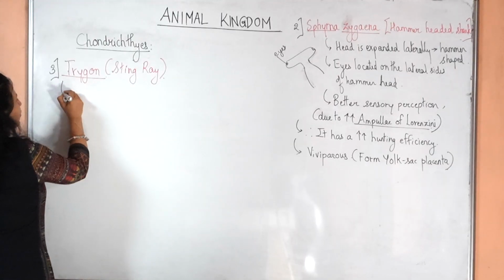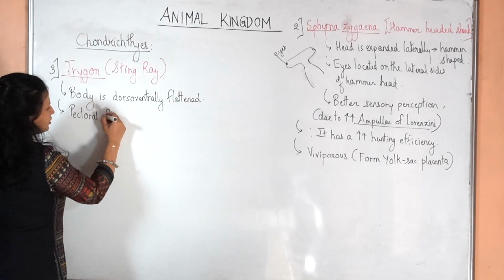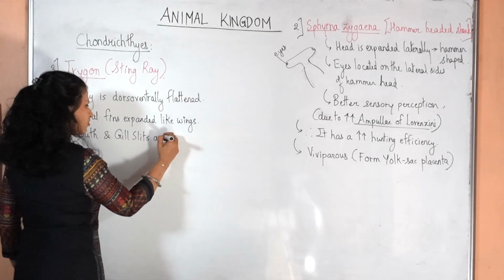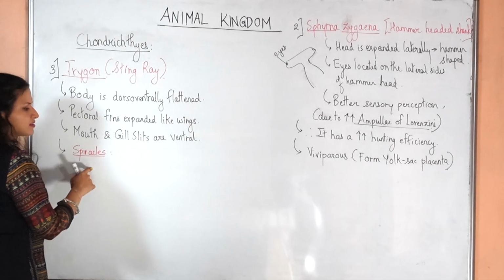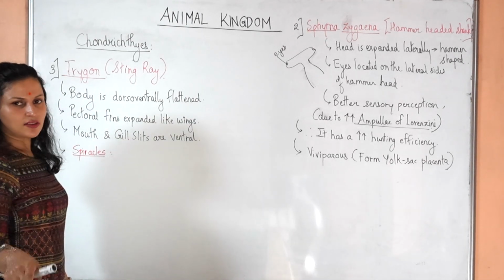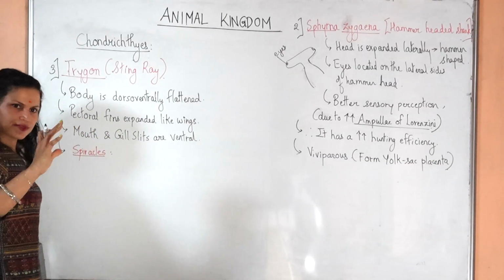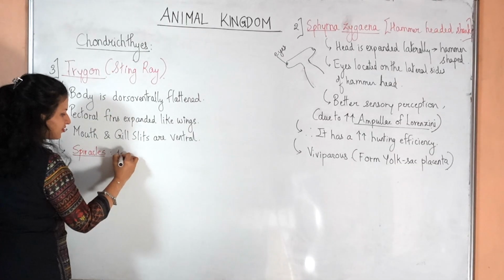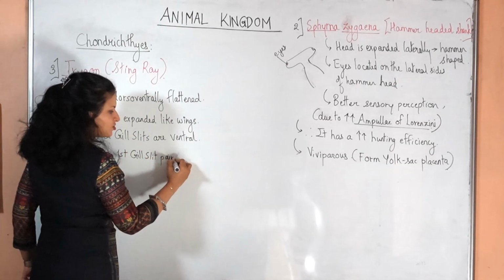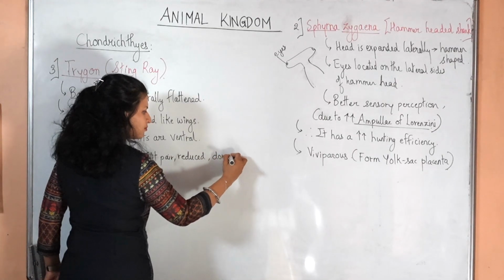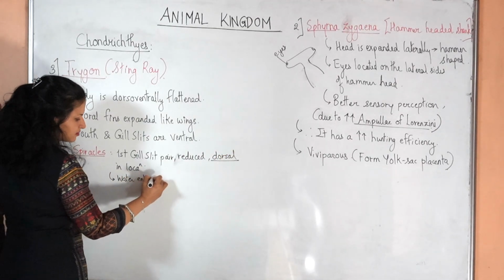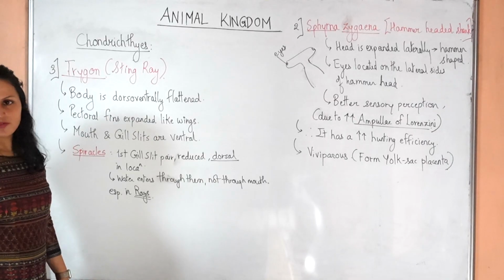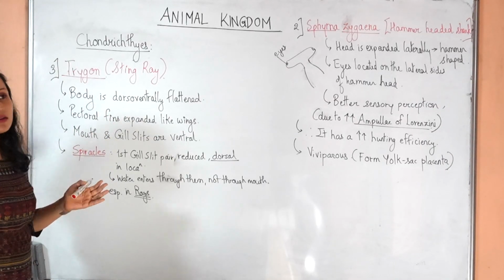Let's write about Trygon. Body is dorso-ventrally flattened, pectoral fins expanded like wings, mouth and gill slits are ventral, but spiracles, these are not the same spiracles that we saw in the arthropods. Okay, spiracles, in fact those are also respiratory openings, and this is also a respiratory opening, so that's why maybe they are called spiracles. First gill slit pair, which is reduced and dorsal in position, water enters through them, not through the mouth, especially in rays. They will be present in the other types of rays also, but prominently seen in the case of stingray.